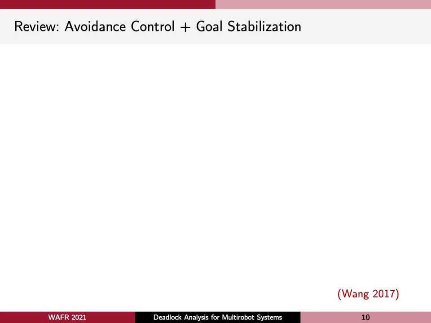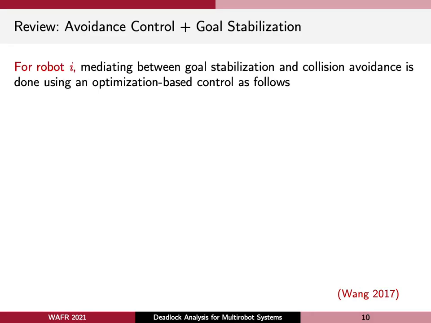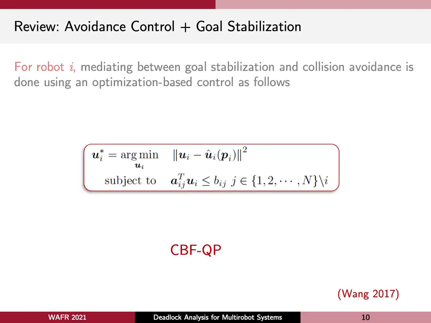Okay, so we already had a nominal control for reaching a goal, that was û_i, and now we have a constraint to ensure safety. So how do we mediate between the two? The way to do that is to pose a quadratic program which minimizes the deviation from the prescribed nominal control û_i subject to the safety constraint.